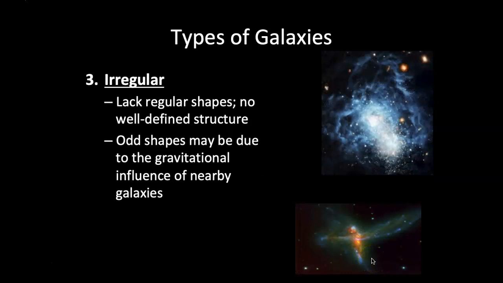The third type of galaxy is irregular galaxies. These galaxies lack regular shapes and they have no well-defined structure. These odd shapes may be due to the gravitational influence of nearby galaxies or other objects that are more massive.